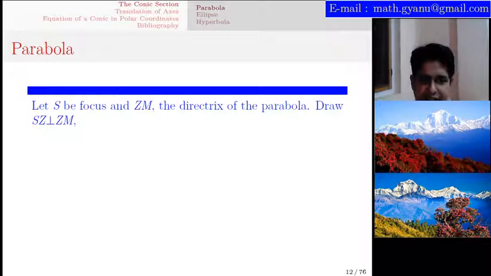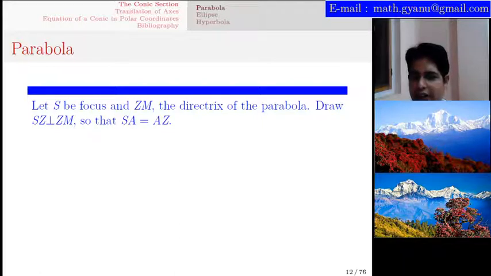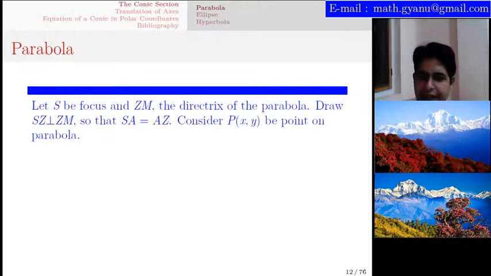Let S be focus and ZM the directrix of the parabola. SZ perpendicular to ZM. Draw this line so that the distance SA is equal to AZ. I had already mentioned that the distance between directrix and vertex and the distance between vertex and focus must be equal. So SA equals AZ. We choose in such a manner.